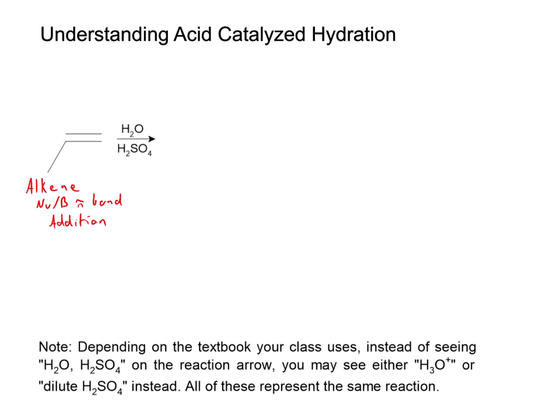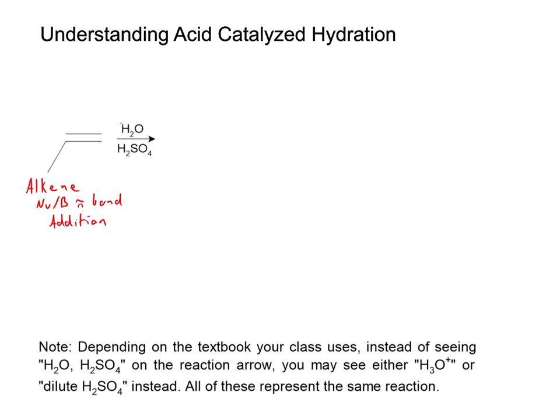Next, we're going to move on to what's on the line, which is H2O and H2SO4. Now, depending on your textbook, you might see H2O, H2SO4 on the line, you might see H3O+, or you might see dilute H2SO4 instead. All of these things represent the same reaction. What I want to point out is that whenever you have H2O and H2SO4, you make H3O+.